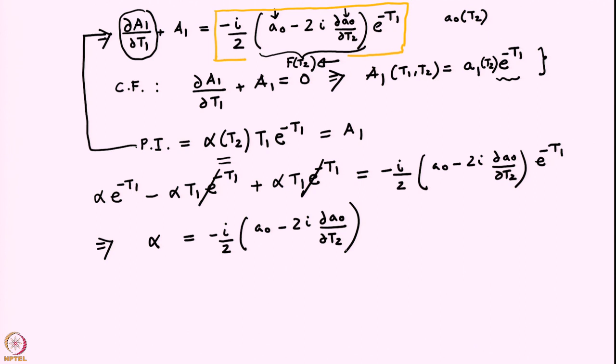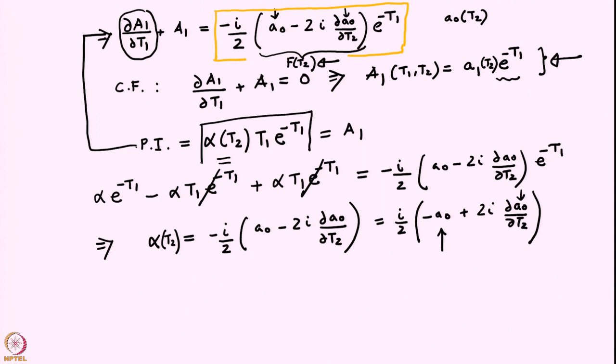Okay, so this, and then I can push the minus sign inside if you want, minus A naught plus. So, alpha as we had expected is just a function of T2. This A0 is a function of T2, del A0 by del T is also a function of T2. So, that is alpha. So, we now know the complementary function. The complementary function was this. We also know the particular integral. The particular integral was alpha times T1 times e to the power minus T1, and we now know alpha.